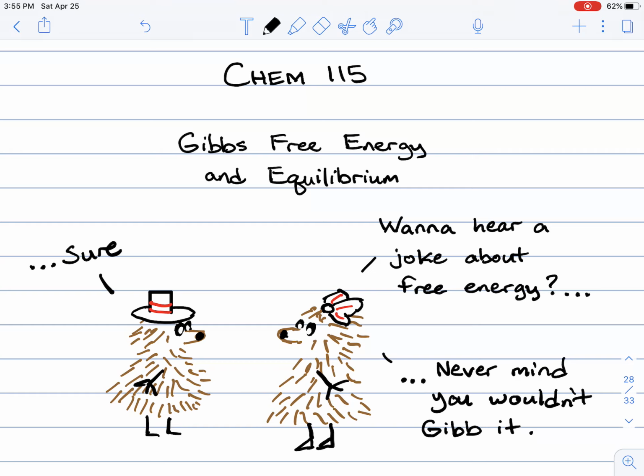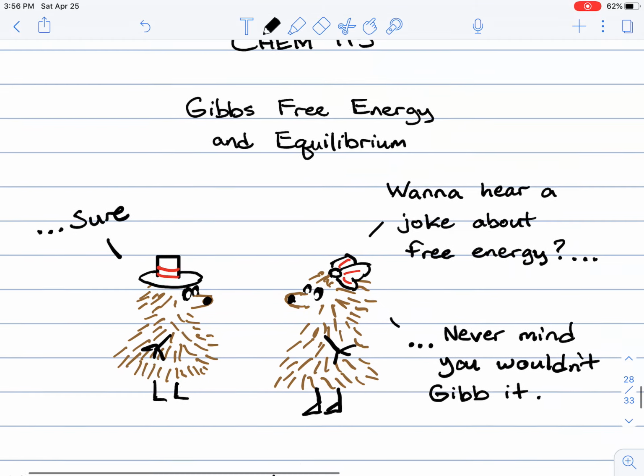But what if we want to just broaden this to general chemical equations? What is the relationship between the Gibbs free energy and when the system is at equilibrium, or the chemical reaction is at equilibrium? So we're going to go ahead and go through some concepts, some examples, and that will just tie up the chapter.